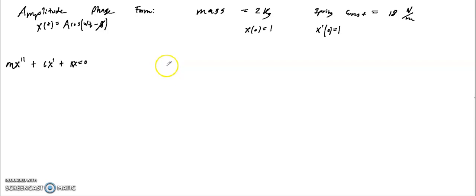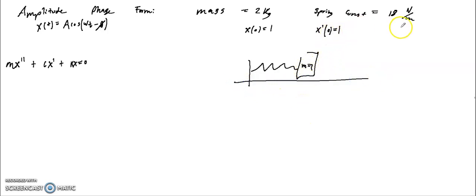Alright, so in the last video we went over just the basics of amplitude phase form. But now we're going to actually do an example, so if you were confused, this will hopefully help. So basically what we want to do is find an equation that expresses a spring that has a mass of 2 kilograms. So the mass is 2 kilograms, and the spring constant is 18 newtons a meter.